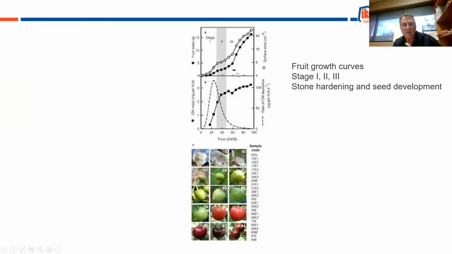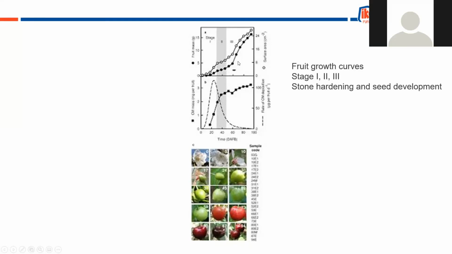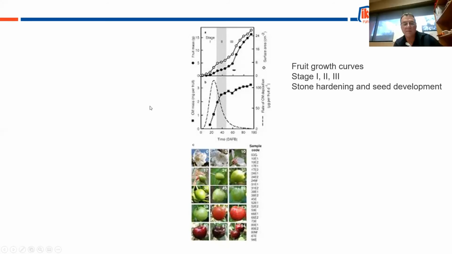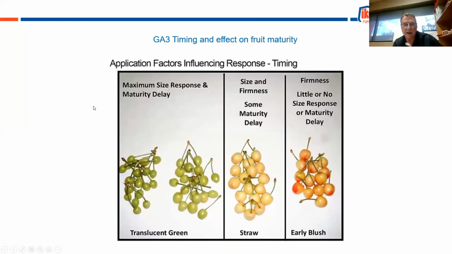And you've got stage 3 here, where it really takes off, and the fruit size doubles from the start of stone hardening. Ten days after, the fruit will be double in size, and it just goes on up until harvest. So you've got those three stages of fruit growth. Thanks to Byron Phillips from Wilbur Ellis who produced this. It really gives an idea of the different timings.